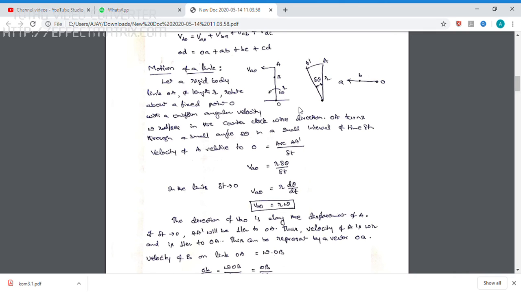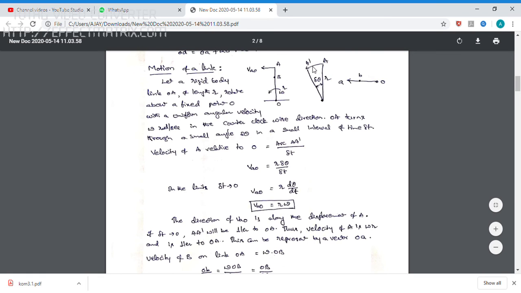I take a very small interval of time period. That's why it moves a small distance, delta theta angle only. So here the distance is the arc length A A dash, divided by delta t. VAO is our notation: the velocity of point A relative to O is equal to arc A A dash divided by delta t. What is the arc length?